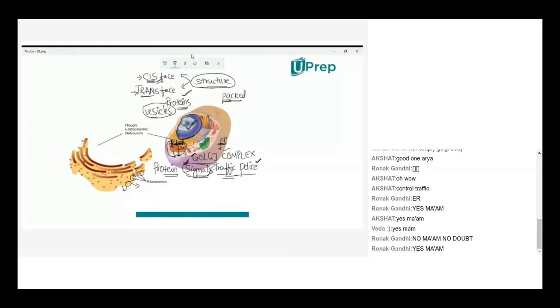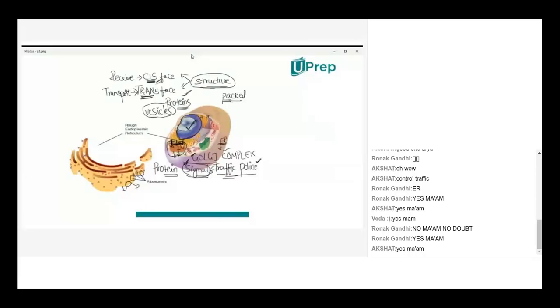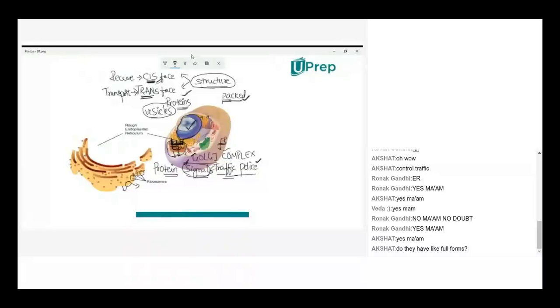It's like the cis phase is the receiving end and the trans phase is the transport end. Got the point? The cis phase is the side of the Golgi complex which will receive proteins from the endoplasmic reticulum, like this part. And inside the Golgi complex, the proteins will be packed. And the other end of the Golgi complex, this end, is called the trans phase. From that phase of the Golgi complex, the proteins will be transported.